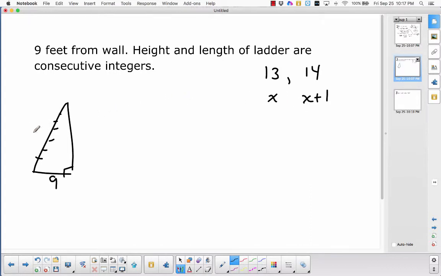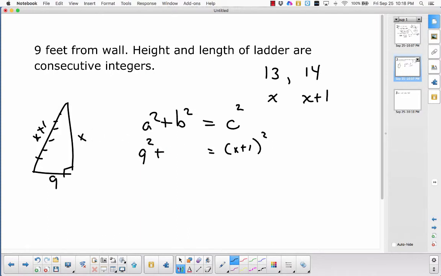Okay, so the ladder's probably the longest side, so that'll be x plus 1, and this side will be x. Now this is a right triangle, so Pythagoras applies. Pythagoras says that one side squared plus another side squared is equal to the hypotenuse squared. So that's my hypotenuse, x plus 1, squared is equal to, this side is 9, we'll call that 9 squared, plus x squared. Hopefully this is going to work out.